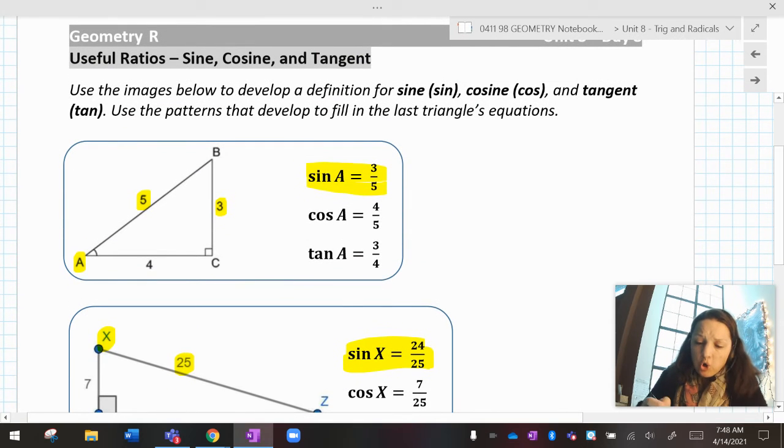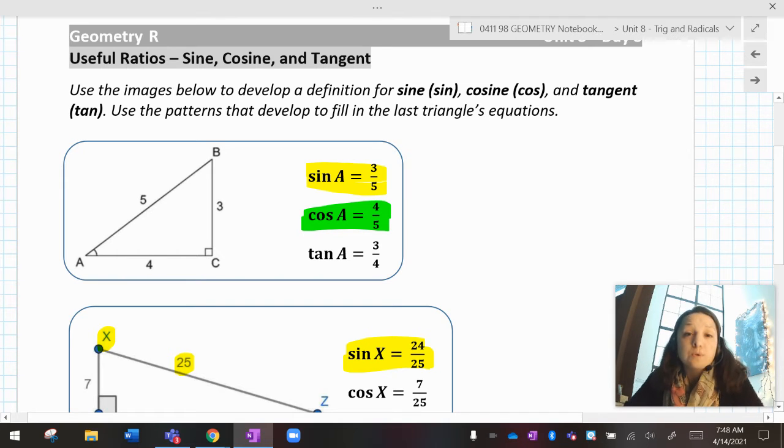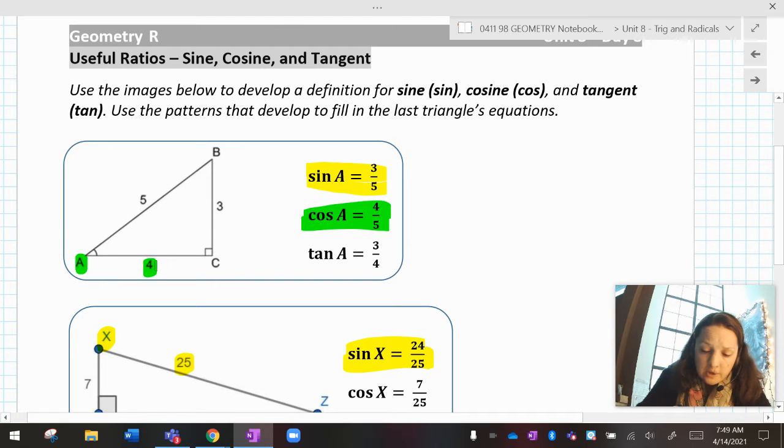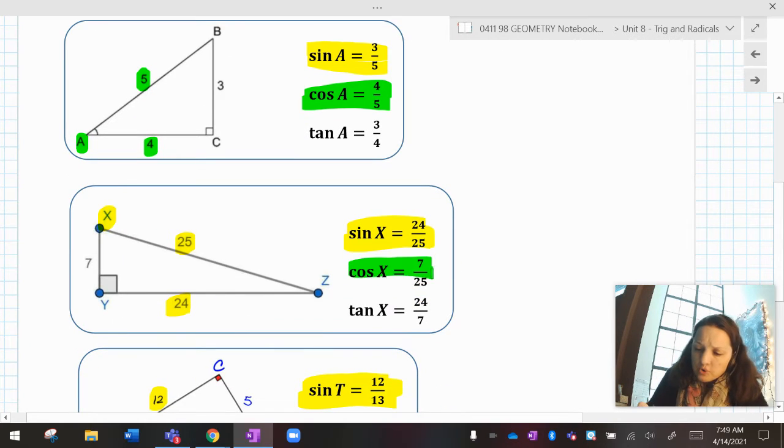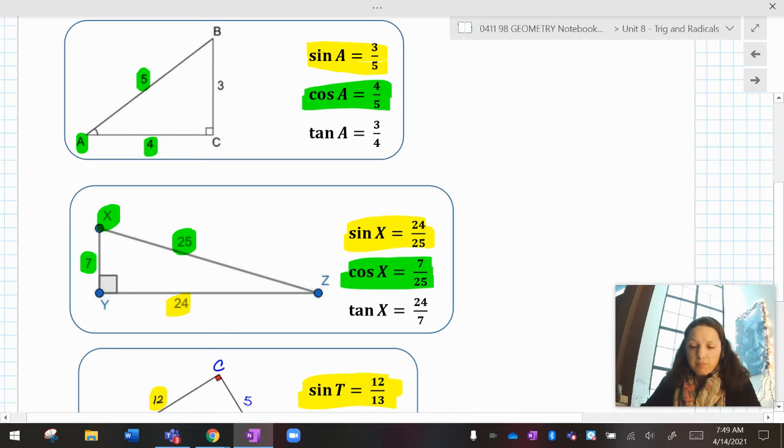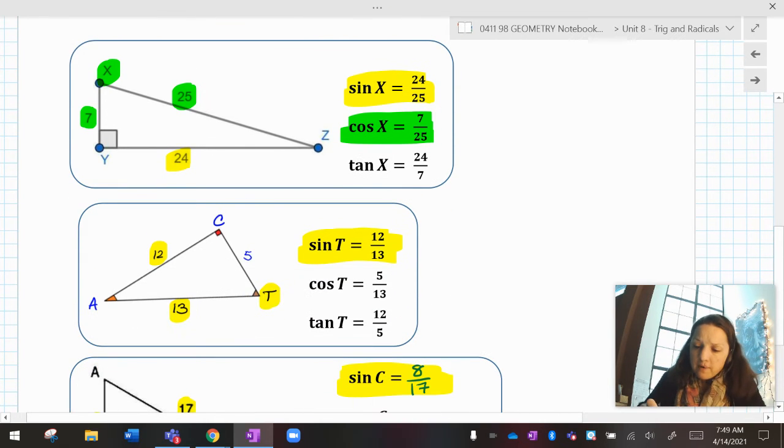So the next one says cos A equals 4/5. Now cos stands for cosine, and it says the cosine of A is 4 over 5. So I still have a hypotenuse as the bottom, but instead of using the 3, I'm using the 4. Okay, so it seems like it's the other leg divided by the hypotenuse. Let's see if that holds true. Cos x. All right, well, cos x equals 7 over 25. Yep, that's the other leg over the hypotenuse.